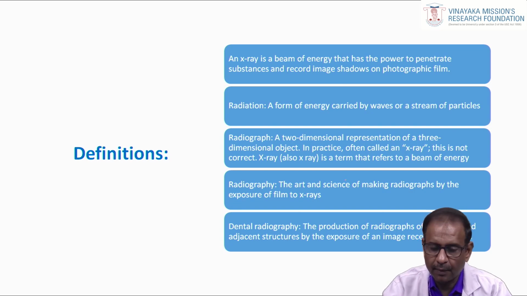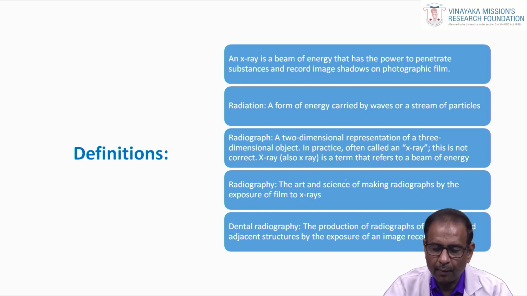We need to know about some of the basic definitions. So what is the X-ray? X-ray is a beam of energy that has the power to penetrate the substance and record the image shadows on the radiographic film. It is capable of penetrating the substance. It creates the image on the radiographic film. That is the X-ray.